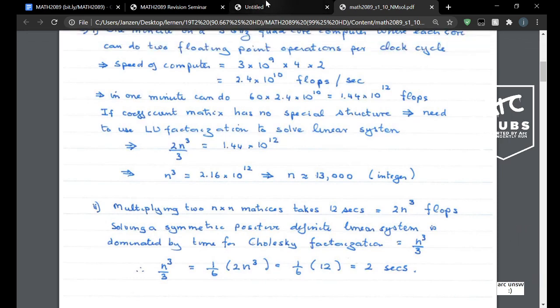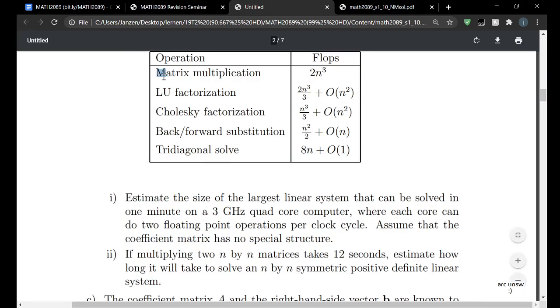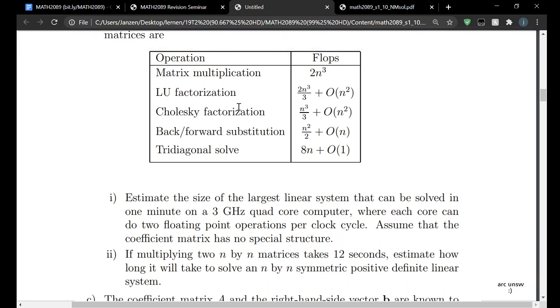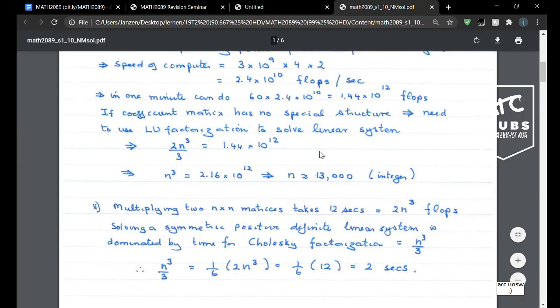Okay, so multiplying two n by n matrices takes 12 seconds, and here they give us that the number of flops it takes to multiply two matrices together is 2n to the power of 3, where the matrix is n by n. Yep, so after multiplying the matrices, we then have to solve it, and we can solve it through Cholesky factorization because it's positive definite. And here, 2n to the power of 3 takes 12 seconds.